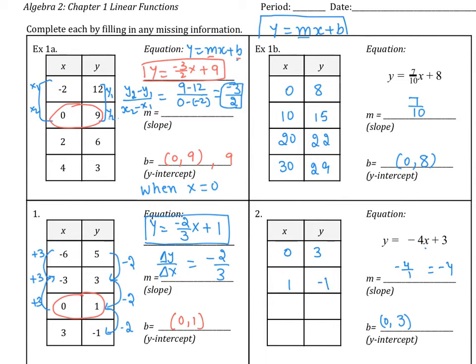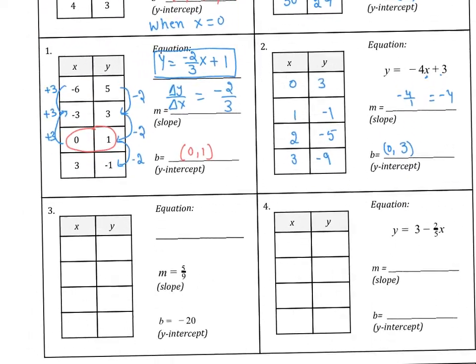And when you plug in x value as 2, you're going to get negative 4 times 2, that's negative 8, plus 3 is negative 5. And when you use x value as 3, so negative 4 times 3 would be negative 12. Negative 12 plus 3 is negative 9. Next, we are going to do example 3 and 4.